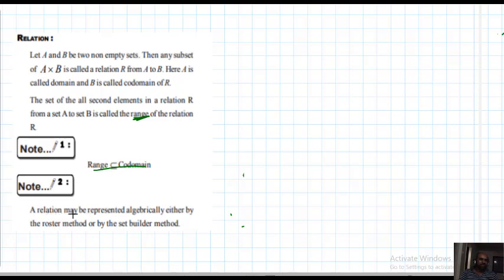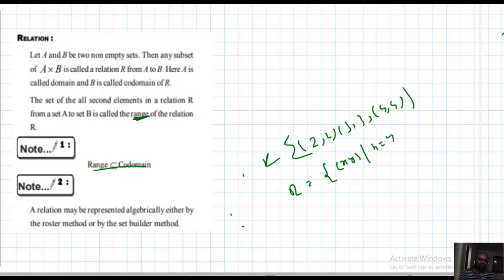Here, a given relation may be represented algebraically either by the roster method or by the set-builder form. Sometimes you can write all ordered pairs, for example (2, 2), (3, 3), (4, 4). What is the rule for all ordered pairs? That is equality. Sometimes this relation can be written in the set-builder form, such that you can write {(x, y) : x = y}. I can write like that.